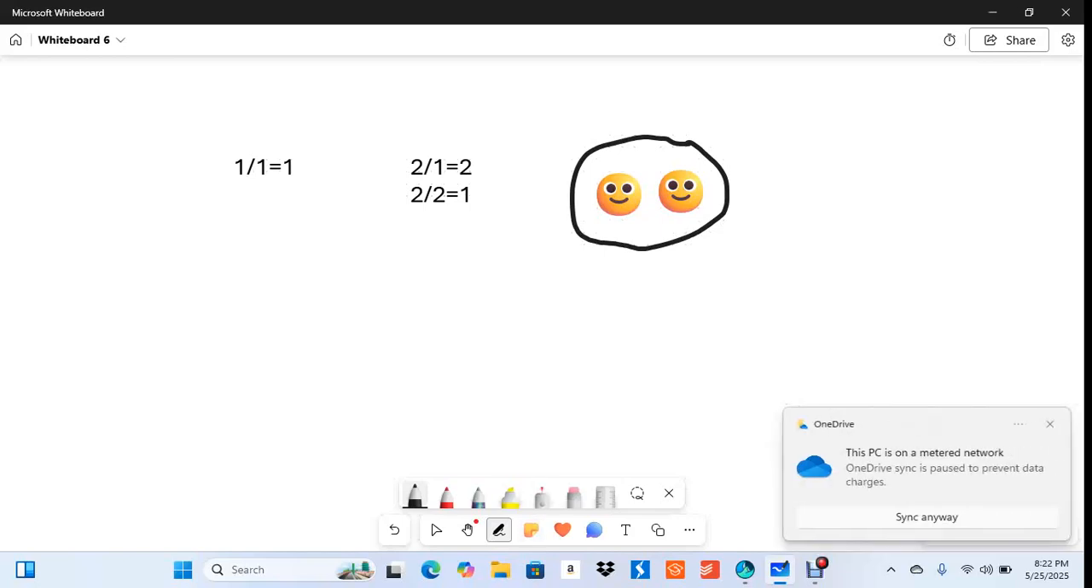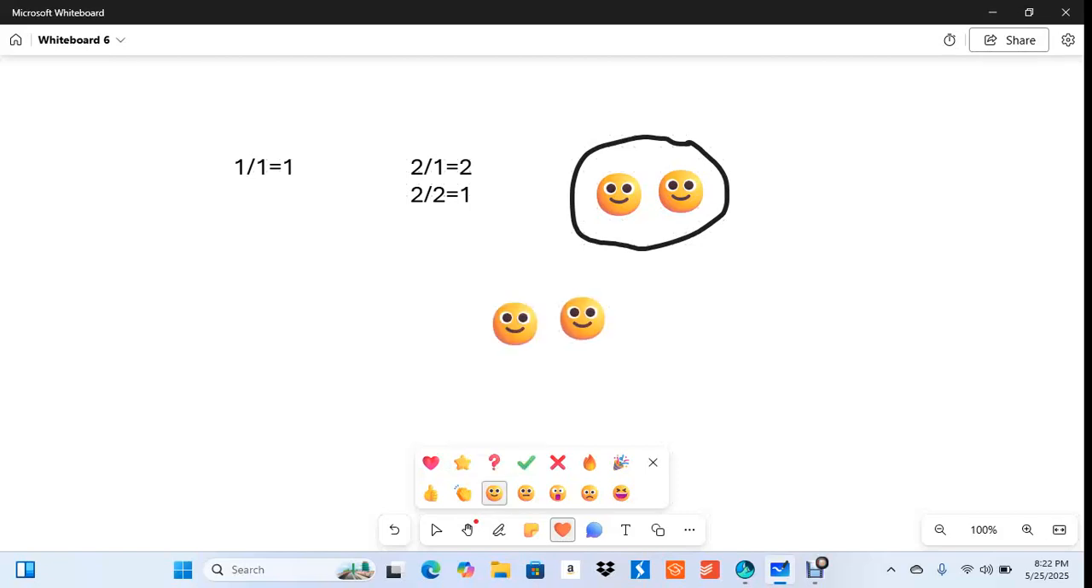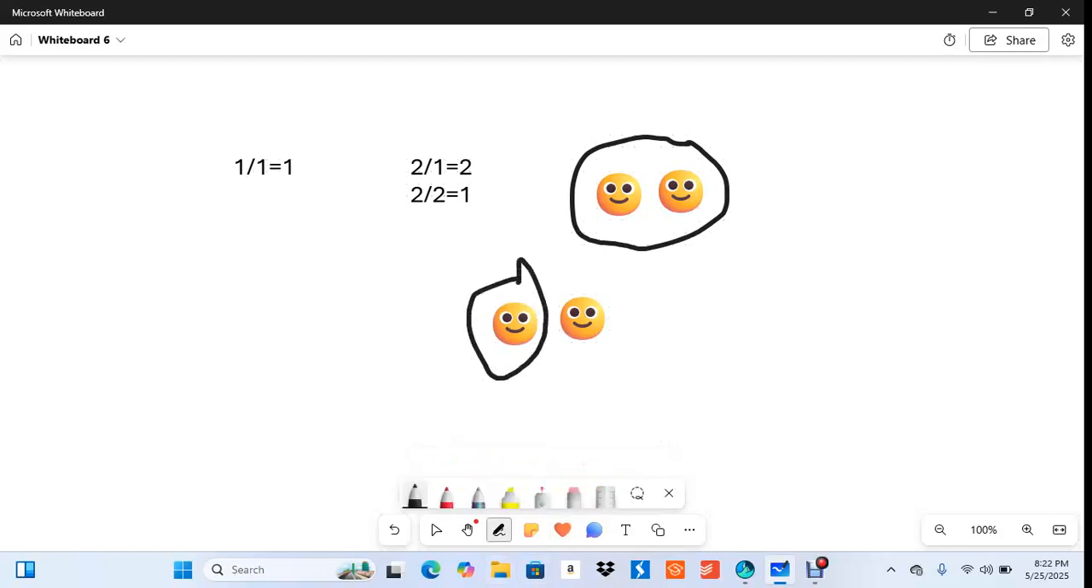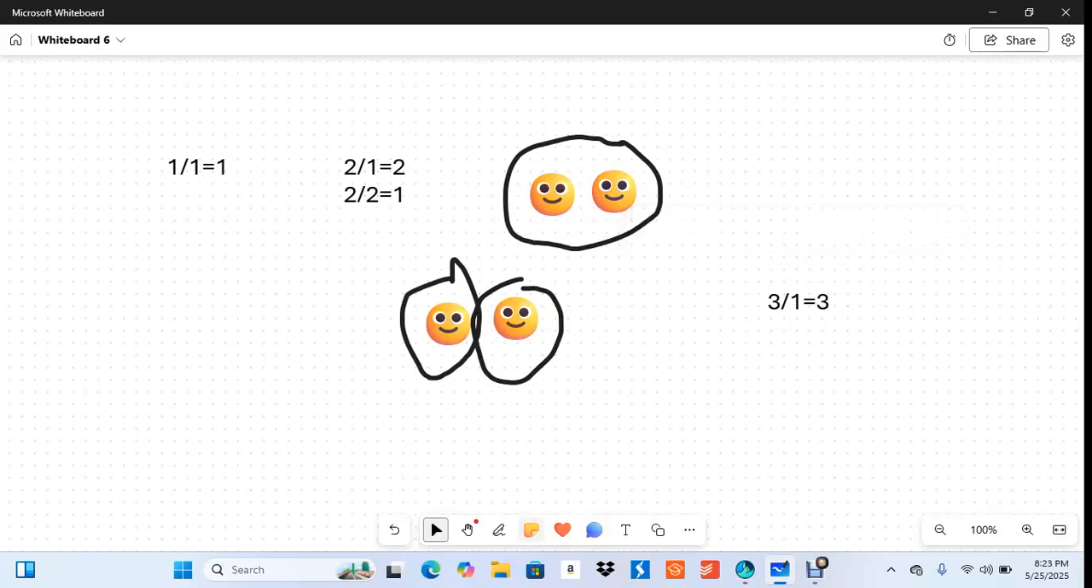But if I had 2 and one thing in each group, so watch this, you can understand it. 2. And I want one thing in each group. Well, in that case, I'm going to have one smiley face. Okay, one more. That's 2 groups. So that's how I got 2 divided by 1 is 2. And 2 divided by 2 is 1, to kind of explain that. And 1 divided by 1 is just... That would equal just 3. 3 divided by 1 is 3.